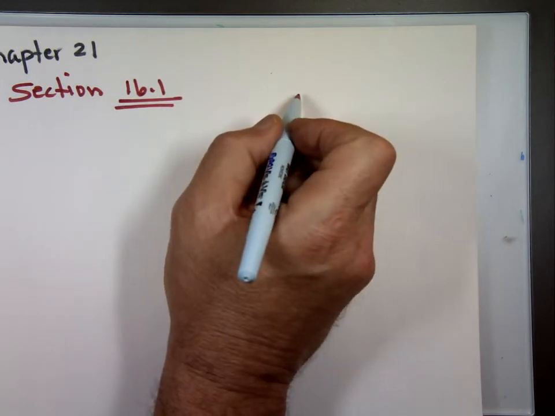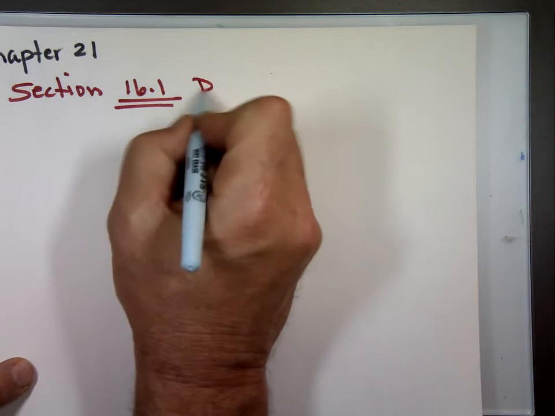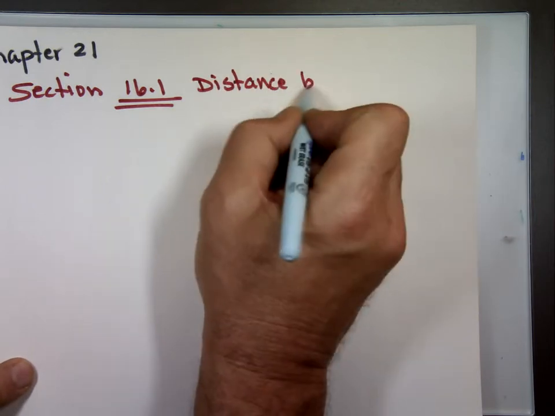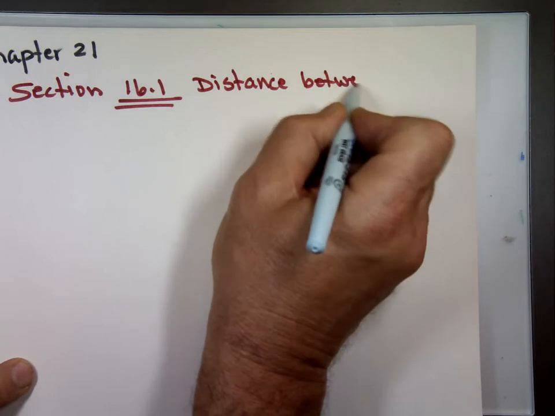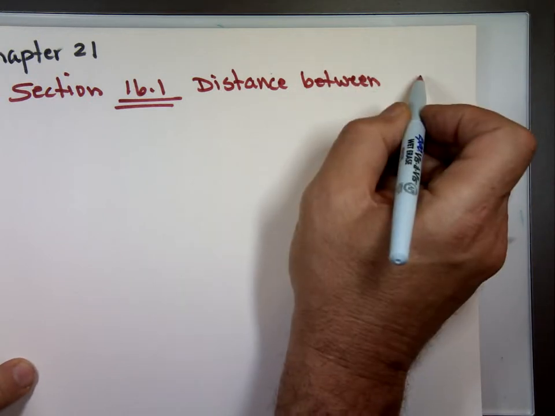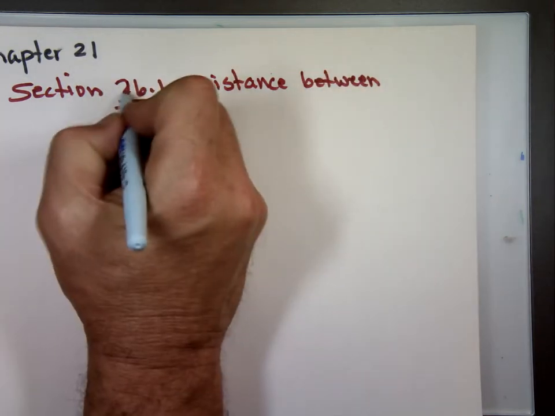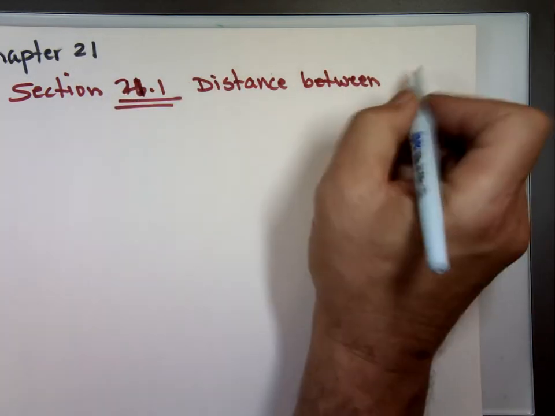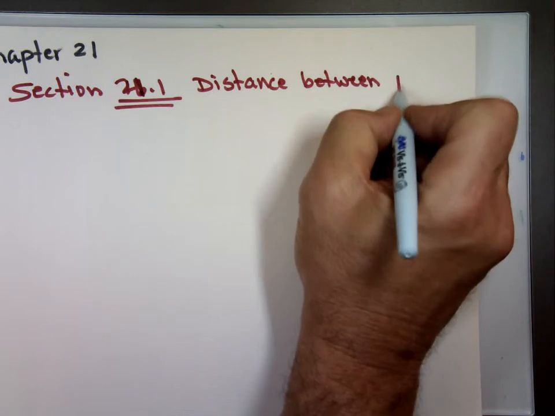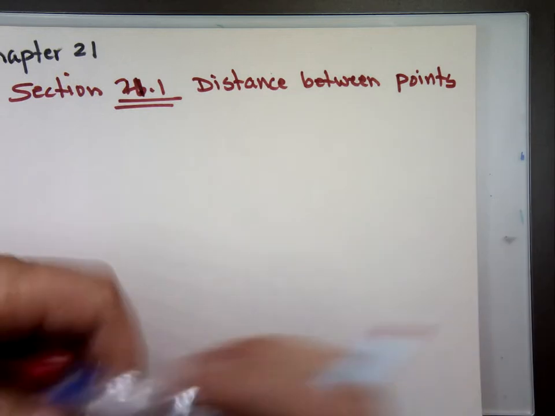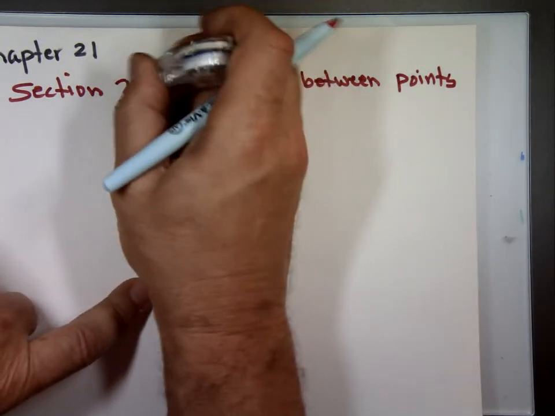which is distance between points. The first two topics should be a review. Oh, 21, I'm sorry. 21.1. The distance between points.